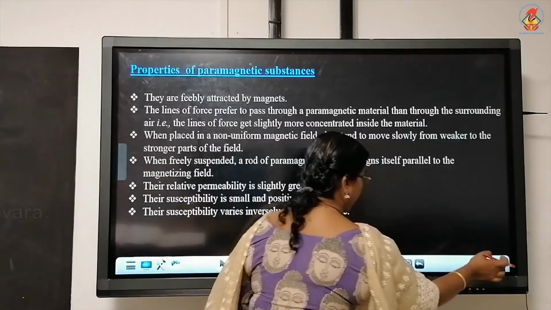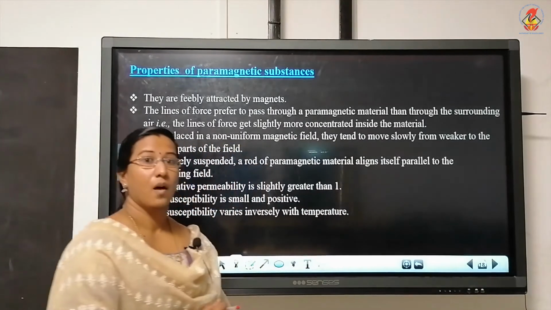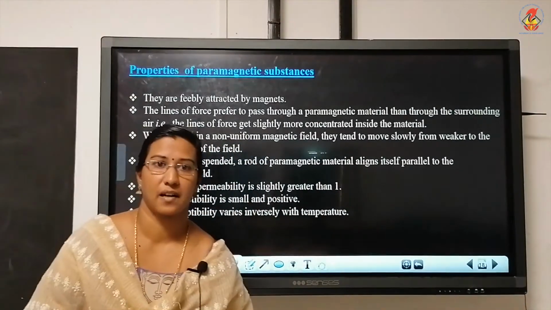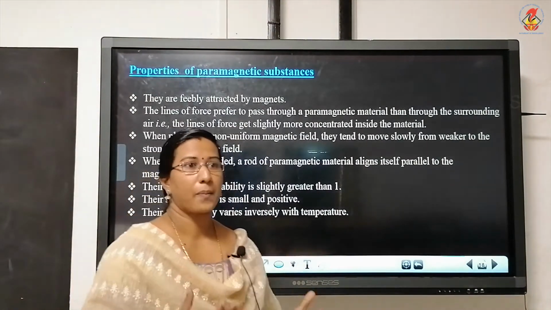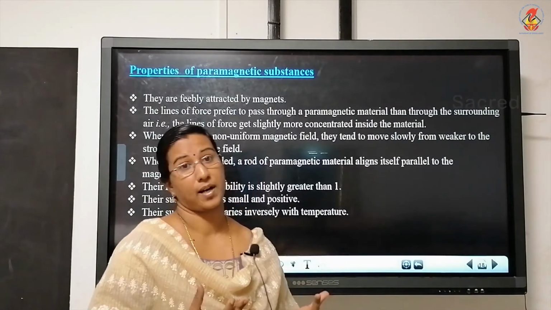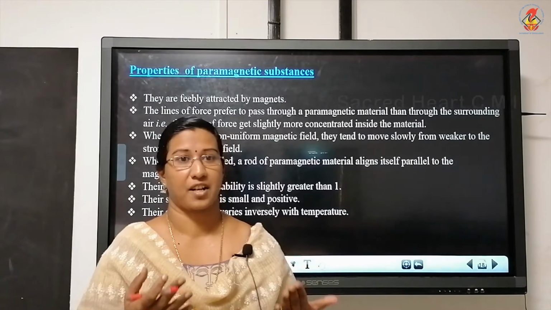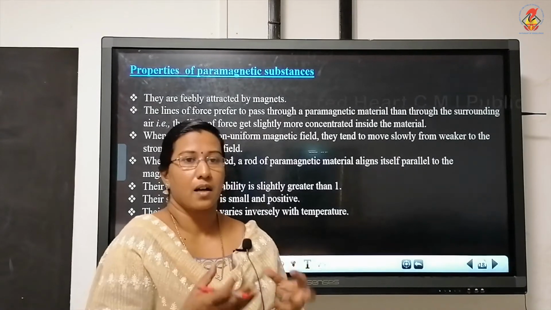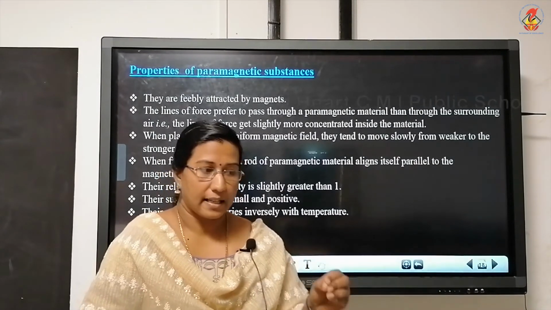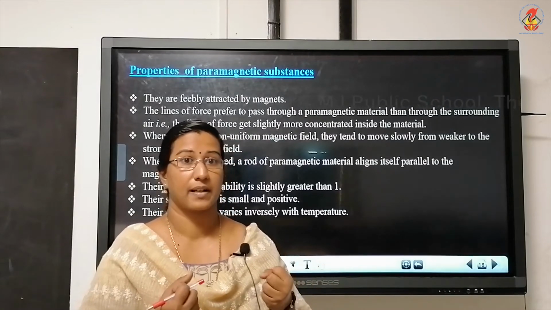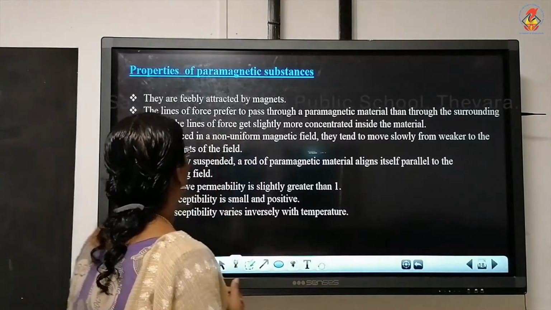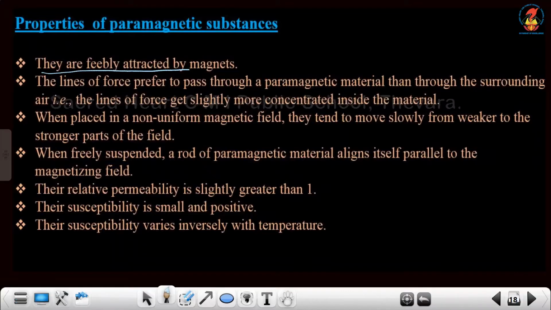Now let us see what are the properties of a paramagnet when it is placed in an external field. I told you, when you place a paramagnetic material in an external field, there is a net magnetization in the direction of the field. So the magnets will get attracted; they are feebly attracted by external magnets.